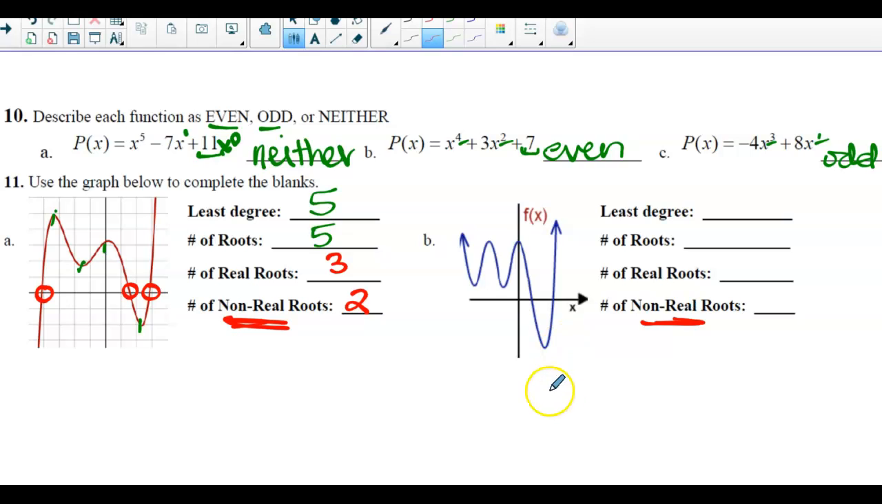Okay, this one turns, let's see, 1, 2, 3, 4, 5 times. So the degree must be at least 6 because of that. Okay, so if the degree is 6, it would have 6 roots. How many are real? 1, 2 are real. So that would leave 4 non-real roots. And again, that works because 2 plus 4 is 6, and 4 is an even number.